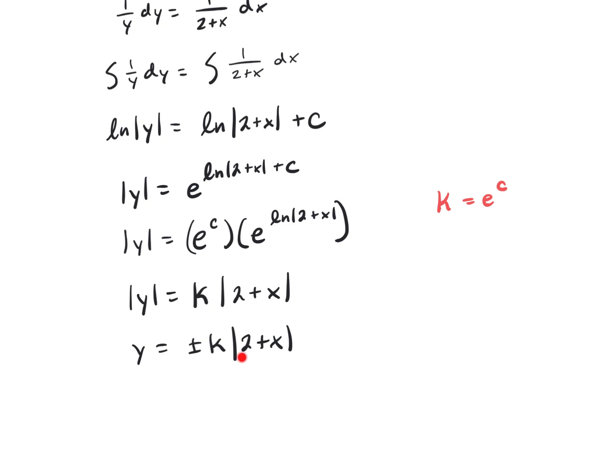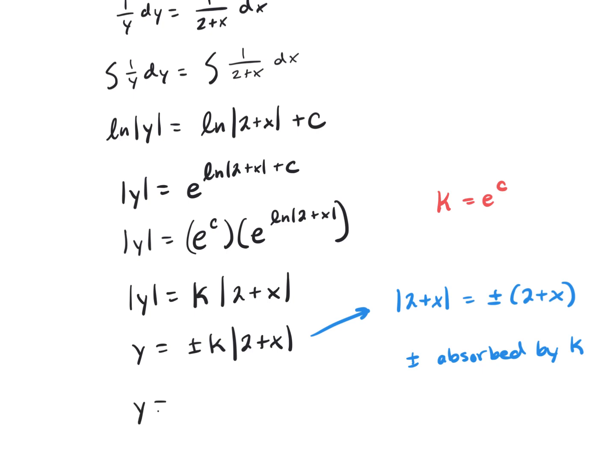So this absolute value, we know that there are the positive and the negative values within it. We can say that the absolute value of 2 plus x is just plus or minus 2 plus x. So it's the positive version of whatever 2 plus x is, and the negative version of that. So this plus or minus here and this plus or minus here can all get absorbed into k, because k is just a constant, and it can be positive or negative. So all of our plus or minuses get absorbed by k. So our final answer, most simplified, is just going to be k times 2 plus x.